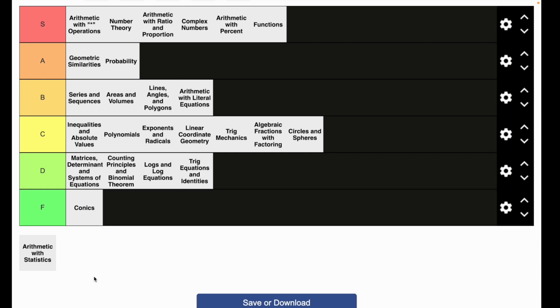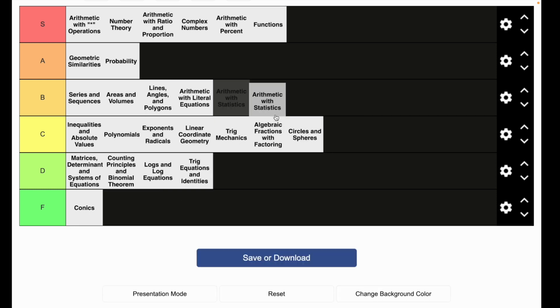And then arithmetic with statistics, which is actually the bright part of Meet 5, and honestly the only one that I think is actually doable. And that's going to be thrown up in S tier. Arithmetic with statistics. Again, it's arithmetic, and it's calculator active. So a lot of the stuff can be just done with a calculator, and it's knowing mean, median, and mode.